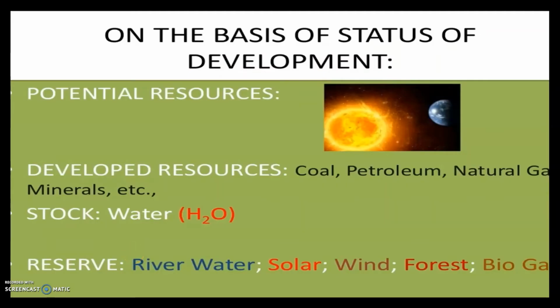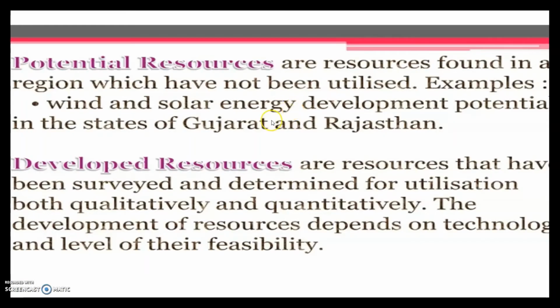On the basis of the status of development, resources can be classified into potential resources, developed resources, stock, and reserve. First one, potential resources. What do you mean by potential resources? The resources found in a region which have not been utilized. For example, wind and solar energy development potential in the states of Gujarat and Rajasthan.